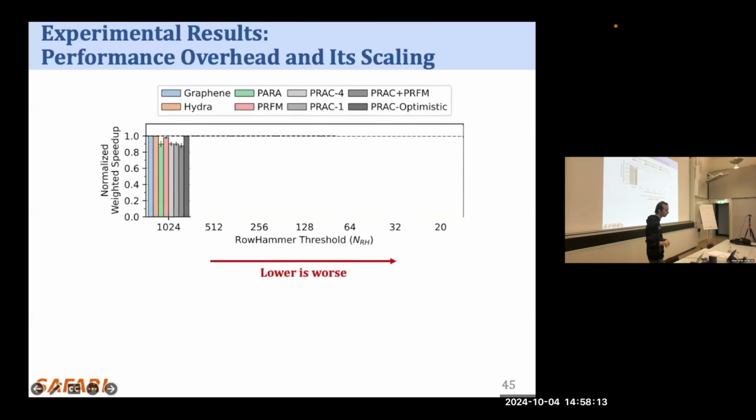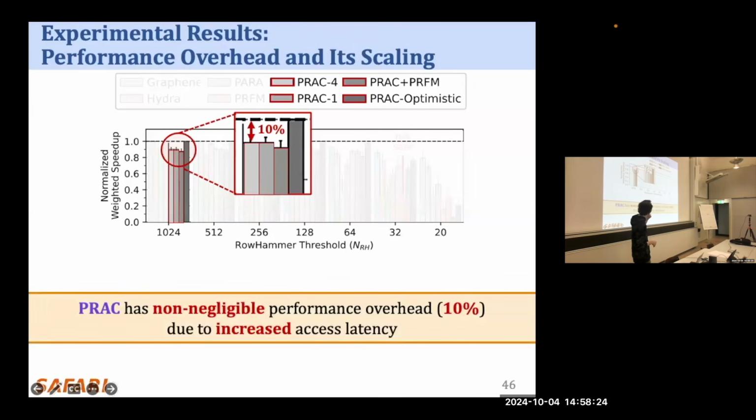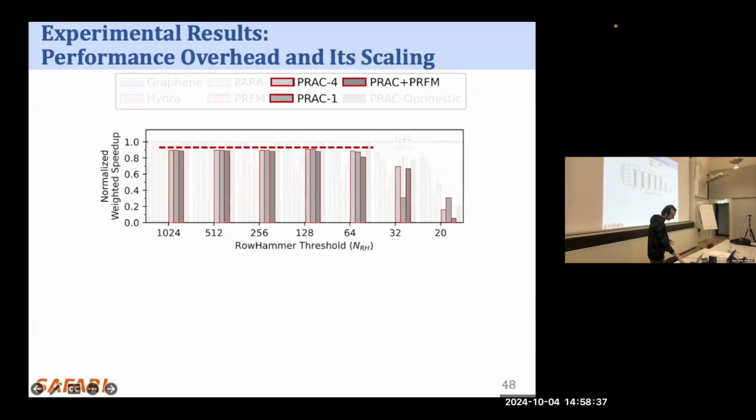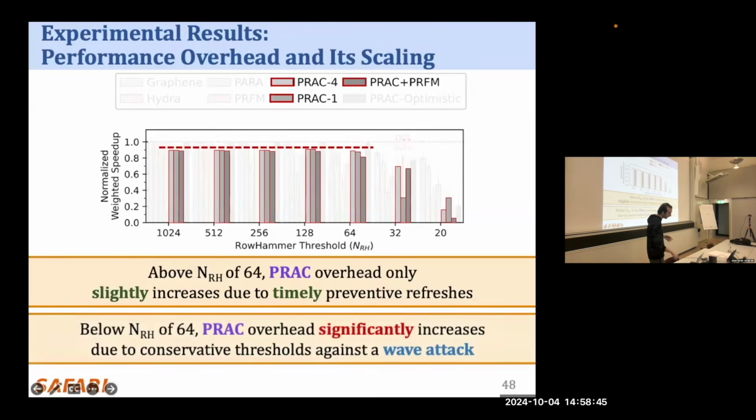On the x-axis, we have the RowHammer threshold, and on the y-axis, we have the normalized performance. We first observe that PREC induces non-negligible performance overheads due to increased access latency, because our hypothetical implementation without these increases in timing parameters does not show such overheads. We also observe that at relatively high RowHammer thresholds, Graphene and Hydra outperform PREC. We also see that as RowHammer thresholds decrease, PREC's overheads stay relatively constant due to performing preventive refreshes, while once we exceed the RowHammer threshold of 64, we see that PREC's performance decreases significantly.